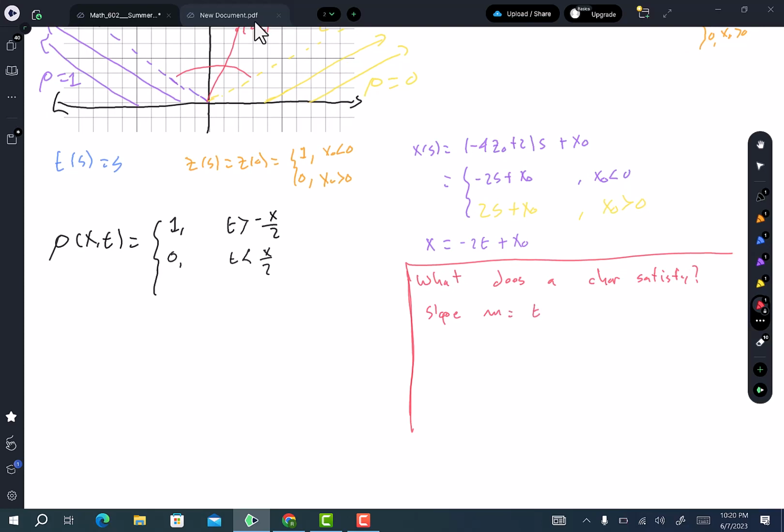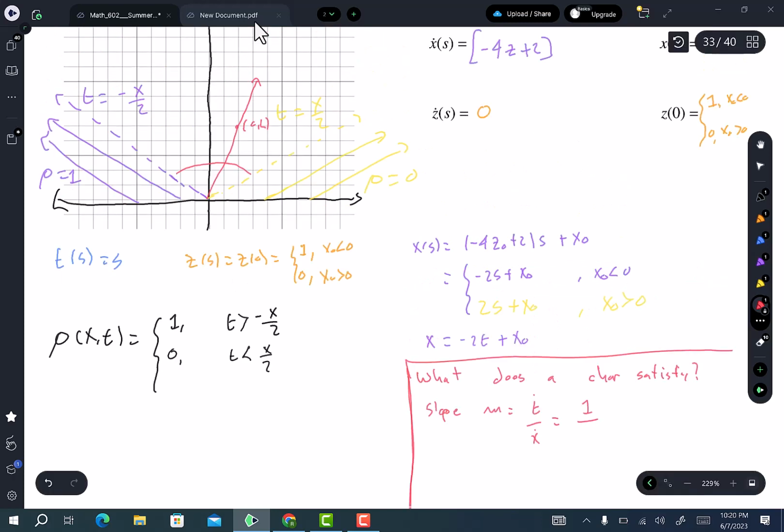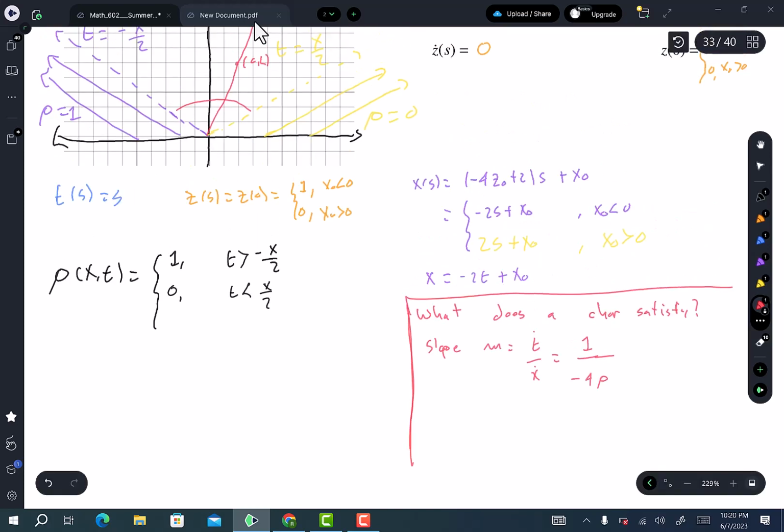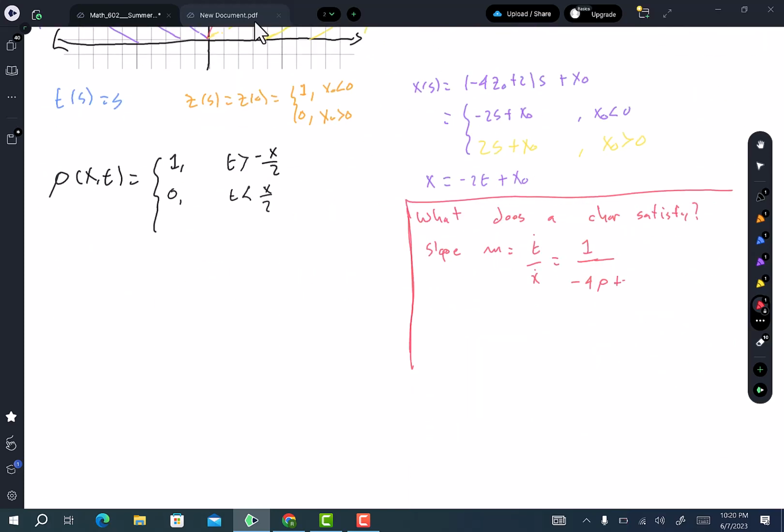The slope m is equal to t dot over x dot. And in this problem, t dot is 1 and x dot is minus 4 rho plus 2. But for the characteristic that goes through the origin and the point (a, b), the slope is just b over a. So I've got minus 4 rho plus 2 is equal to a over b. This gives minus 4 rho is equal to a over b minus 2.